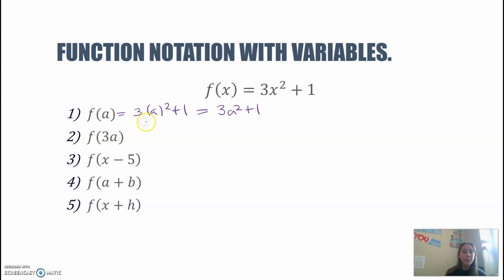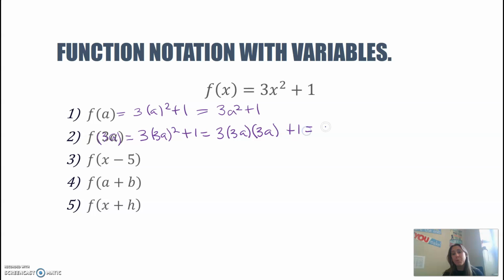If we are doing the next one, we're going to do the exact same thing. Everywhere I see that x, I'm going to replace it with the parentheses, the 3a. So 3 times 3a squared plus 1. Well, when I have something with a coefficient and a variable, 3a squared is really equal to 3a times 3a. That will help me to remember that I need to multiply those coefficients. I have to square everything that's inside of here. So that's what this is showing.